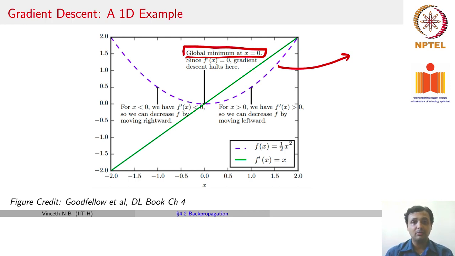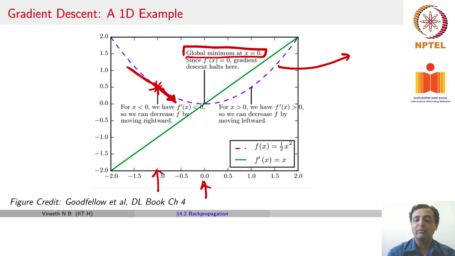Since the minimum is attained here, that particular point is a critical point, which means f prime of 0, or the gradient, is 0 at that point. So let's consider a certain x, say minus 1, which is this particular point. At that point, the gradient is going to be negative. If the gradient is negative, we take one step in the direction of the negative gradient, which means we go one step towards the positive side, or rightward, which will definitely take you to a function value which is lower.